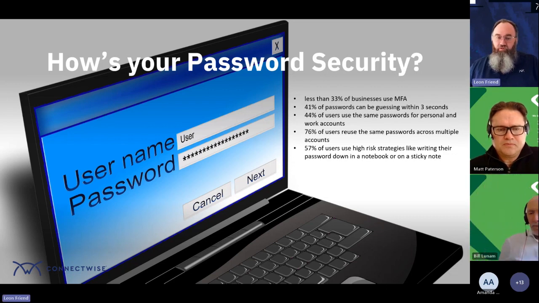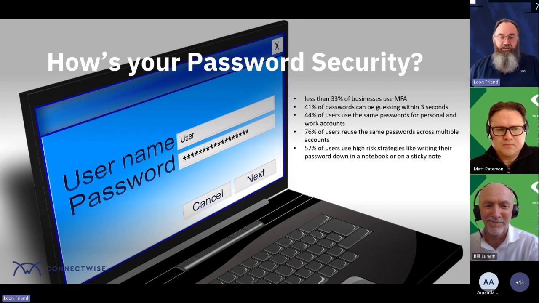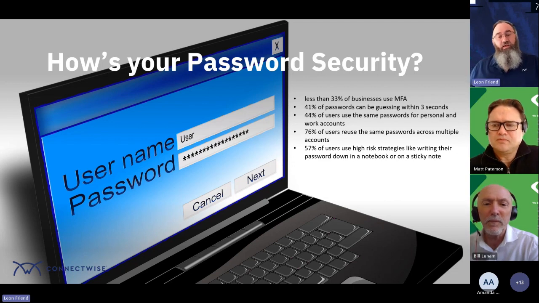So the call to action is don't fall into these stats, right? It's not hard. There are some simple techniques you can use to improve your capabilities of protecting yourself, but also to make sure that if something happens, you find out about it quickly so that you can avoid becoming a further statistic when it comes to breaches.